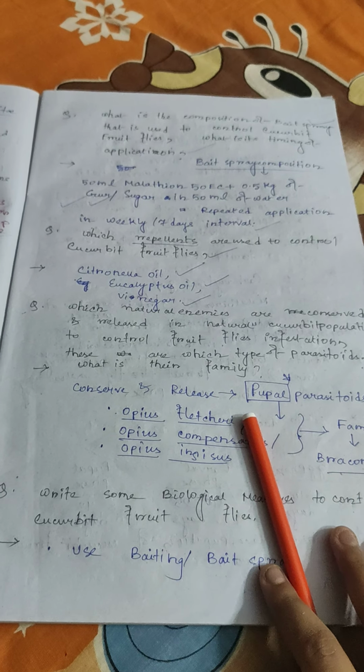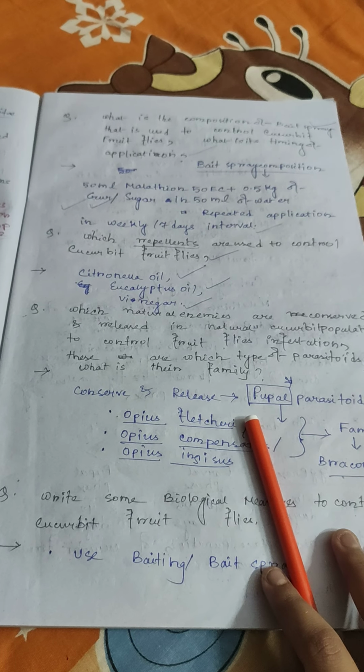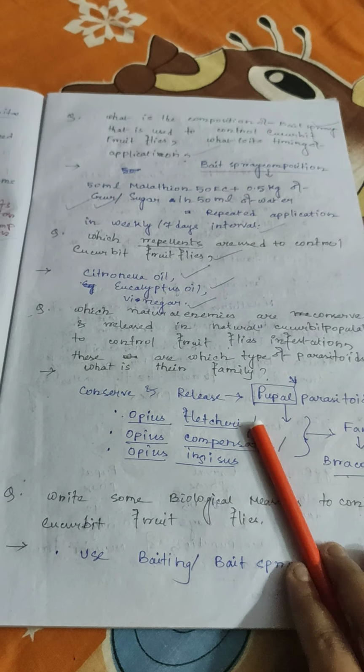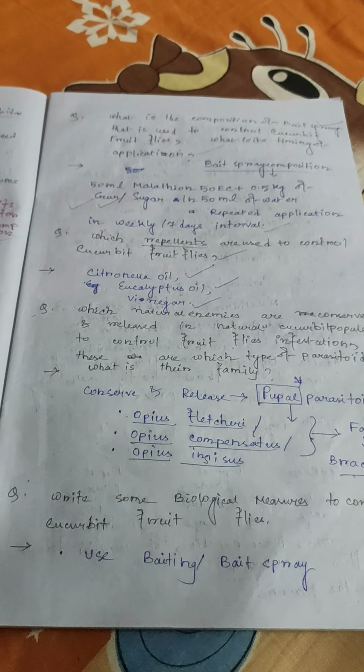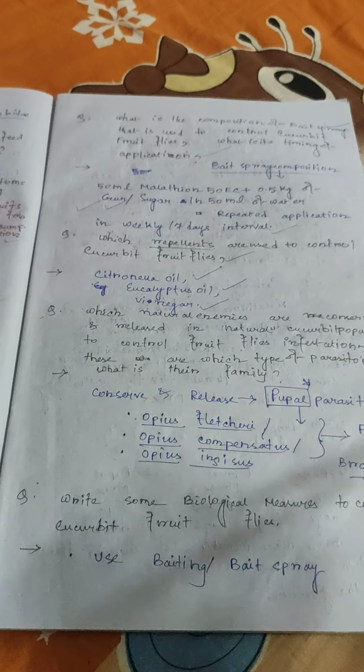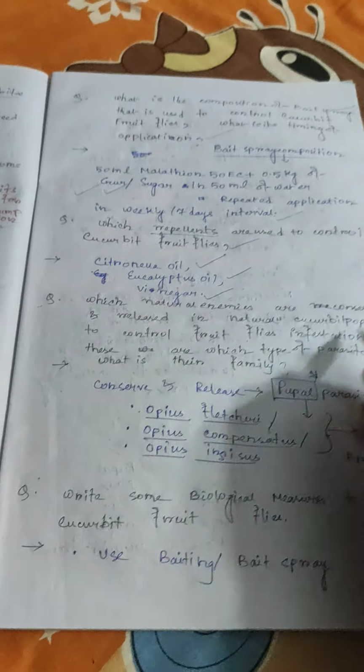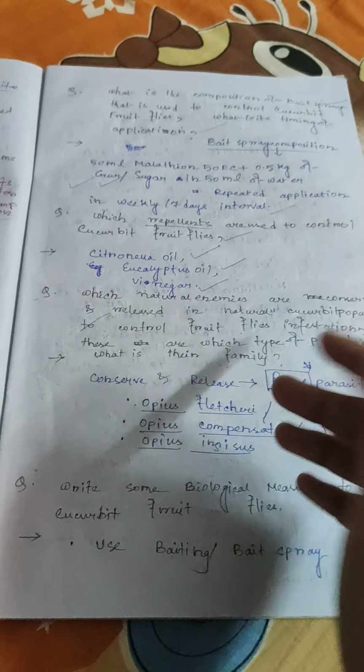What is the type of trap? Fly trap with methyl eugenol. And what is the bait spray composition? 50 ml malathion 50 EC plus 0.5 kg of gur or sugar in 50 ml of water, applied at 7 days interval.